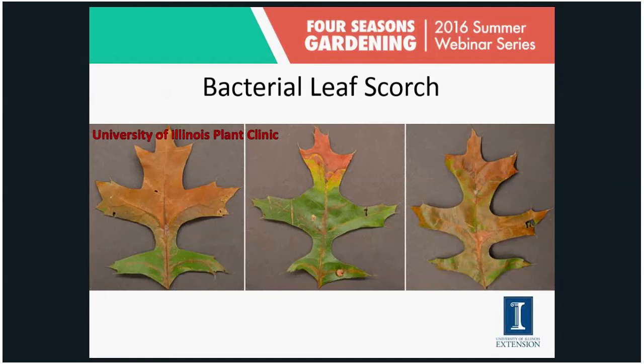And last year I posted this picture on our Facebook, and I asked people to tell me which one or ones of these leaves were positive for bacterial leaf scorch. Is anyone brave enough to type in which ones they think, or jump on the mic?